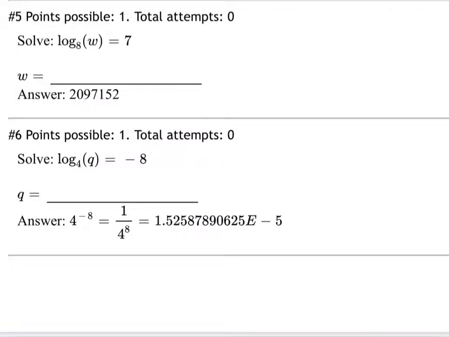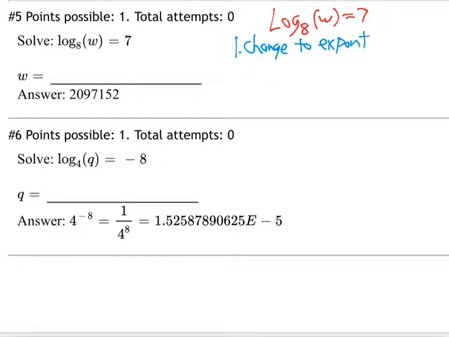Okay, number 5. So now they want me to actually figure out an answer here. We'll start over here with log base 8 of W is 7. Now, we don't naturally speak log, right? So I'm going to step 1, change to exponential. That's why we spent time practicing how to do that. We're going to change this to exponential form.